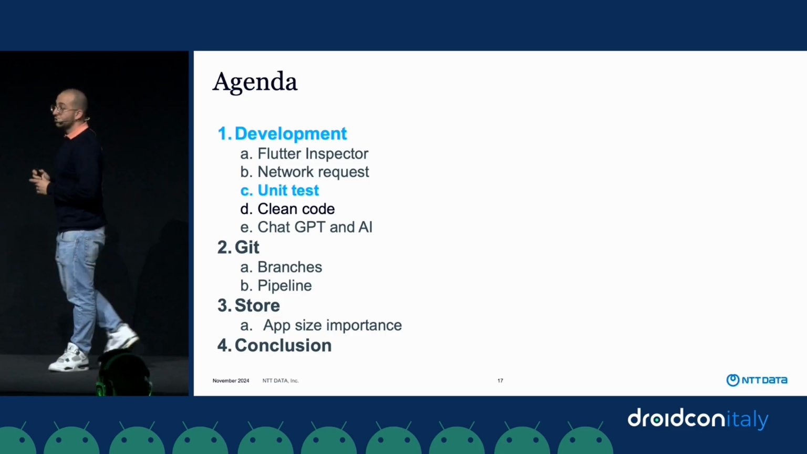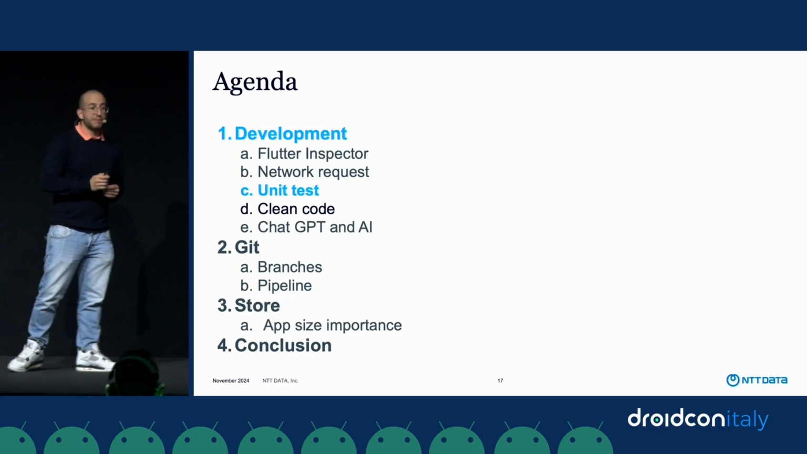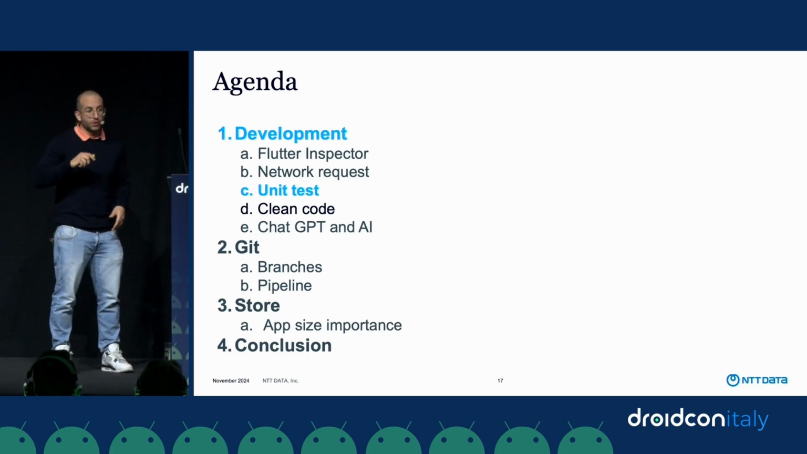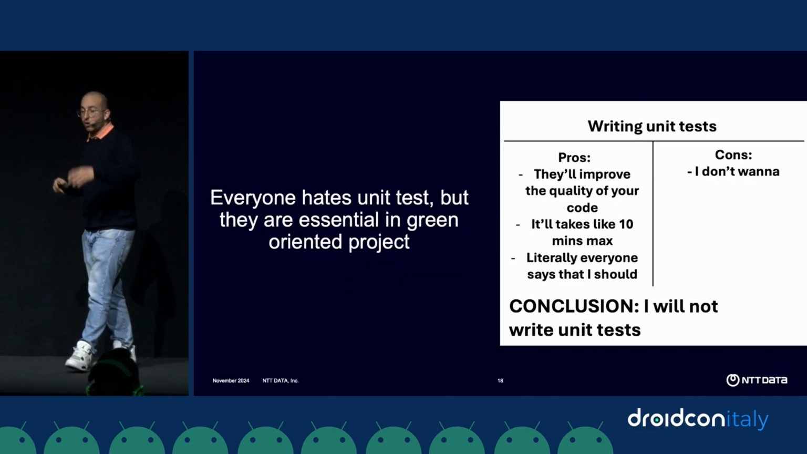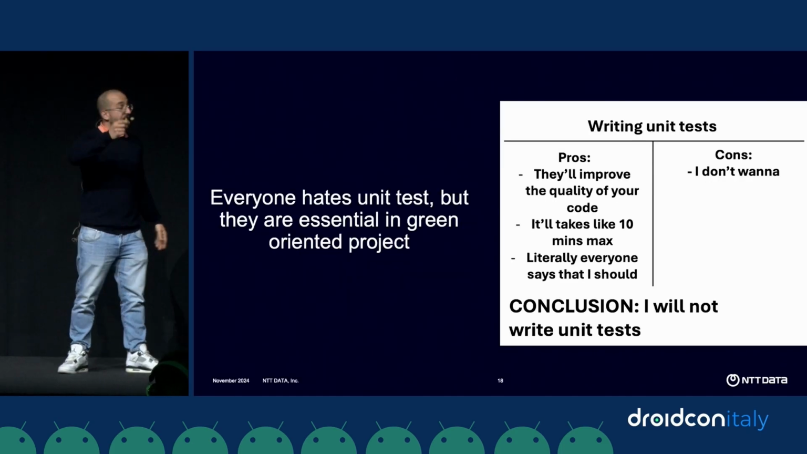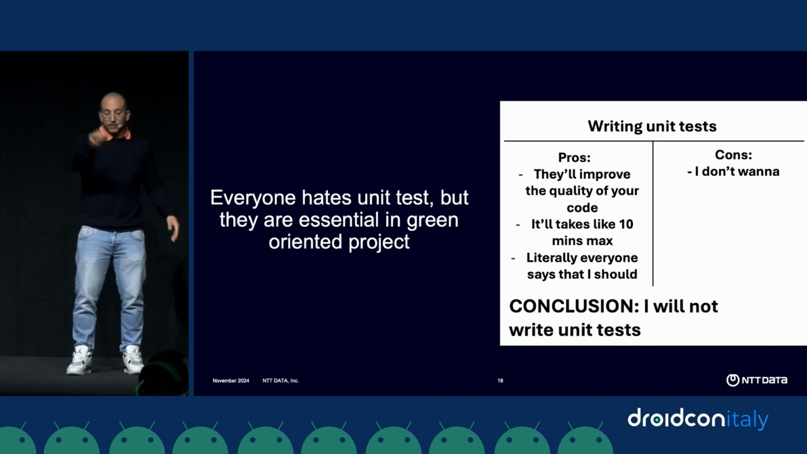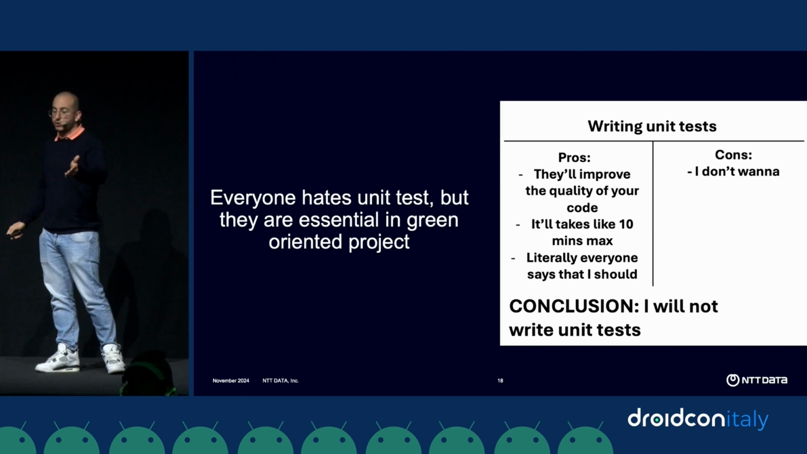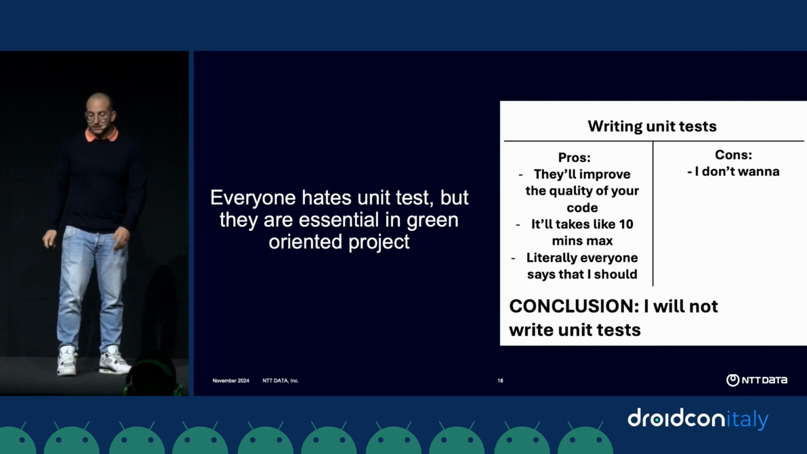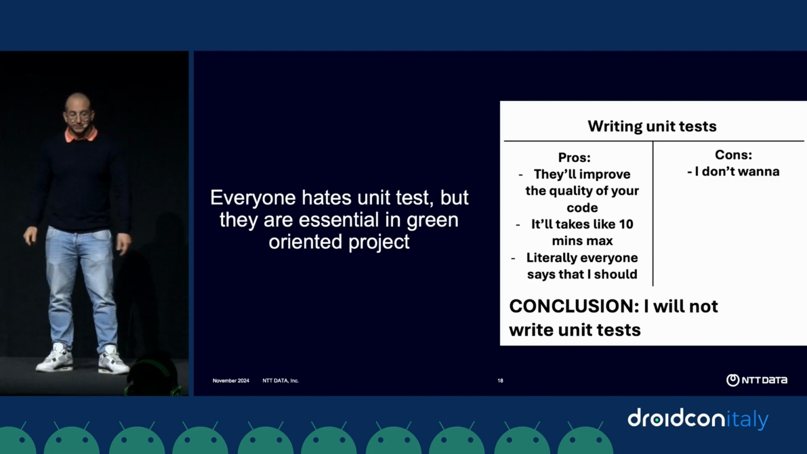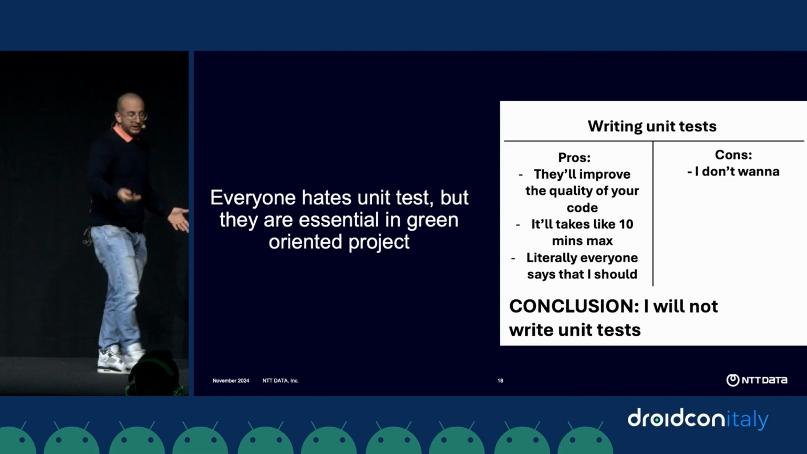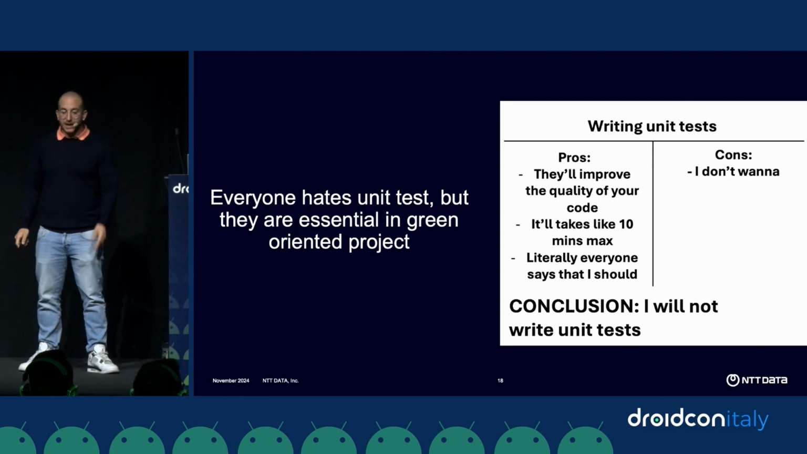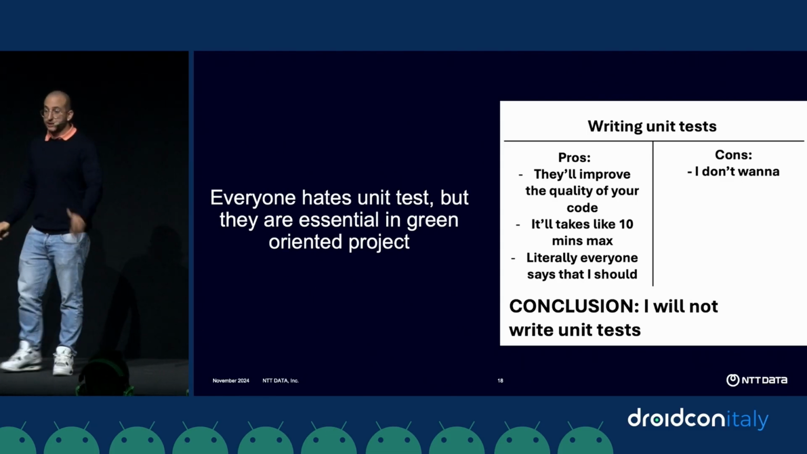Now, I want to talk about unit tests. I'm a unit test lover, so this is an example of what happens every time in every project. There are a lot of pros, they improve the quality of your code, it's not too long to develop a unit test, but I don't want to do it, so I will not write unit tests. Everyone hates unit tests, but they are essential in a green-oriented project.